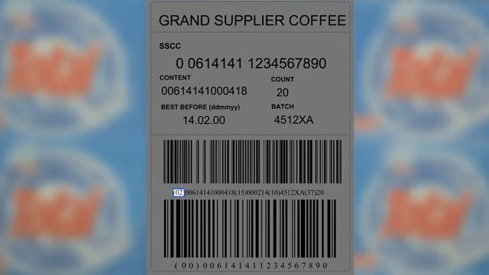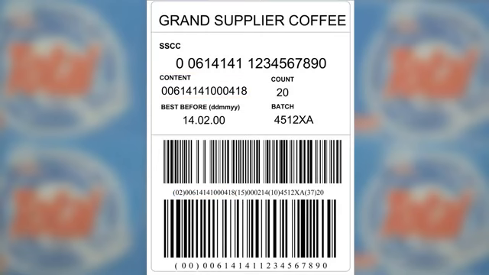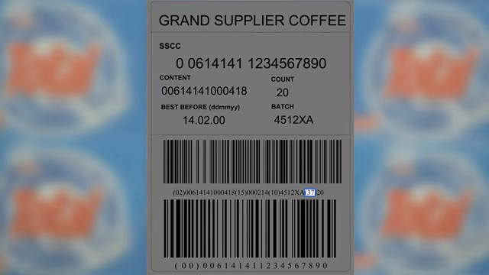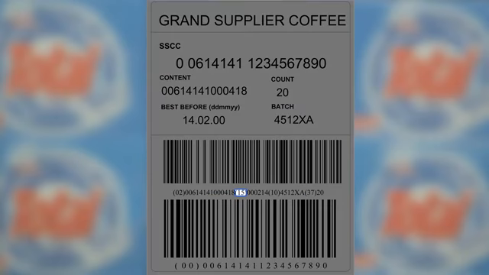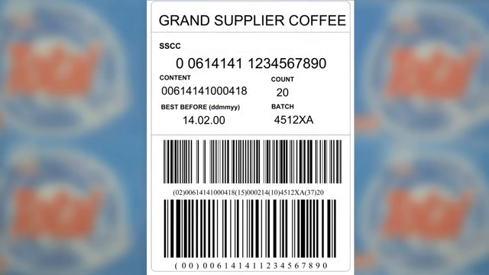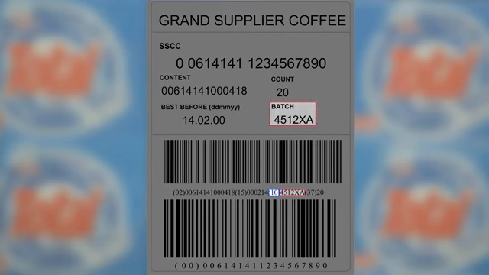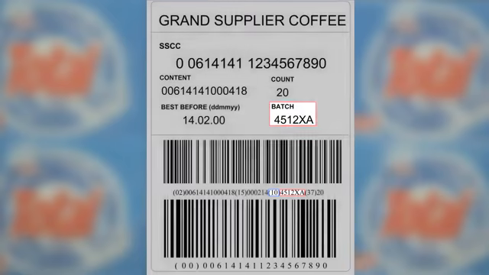The AI02 defines that the following 14 digits is the Global Trade Item Number, or GTIN, of the trade items contained on the pallet. The AI37 defines the quantity of trade items contained on the logistic unit. The AI37 has a maximum of 8 digits and is always used in combination with AI02. The AI15 defines the 6-digit best before date using the format year, month and day. The AI10 defines the batch number up to a maximum of 20 digits.